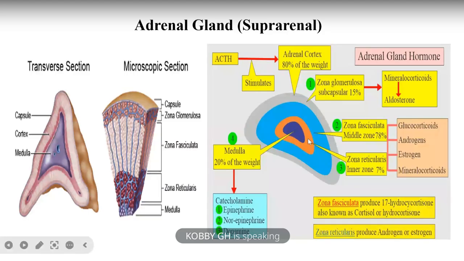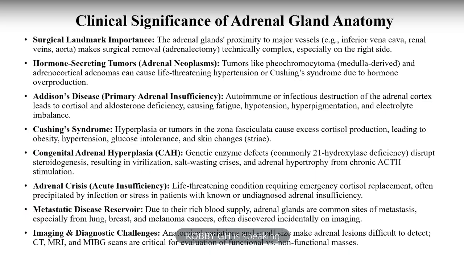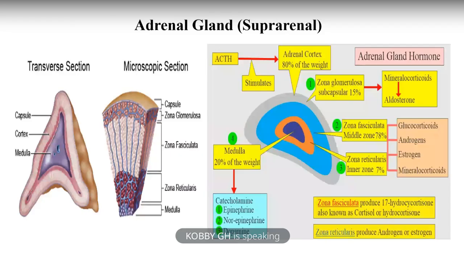Next to the medulla is the zona reticularis. After the zona reticularis, the middle portion is the zona fasciculata, and the outermost portion is the zona glomerulosa. Is that okay? So you have to learn and know the hormones that each of them produce. Is that okay? So when we say the adrenal medulla, which hormones does the adrenal medulla produce? What will be your answer?